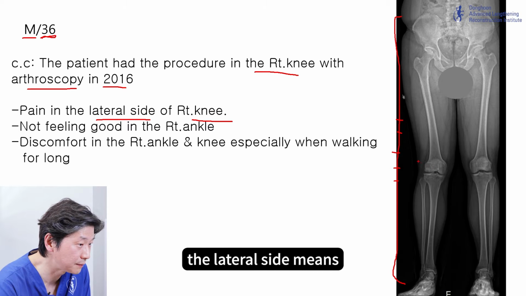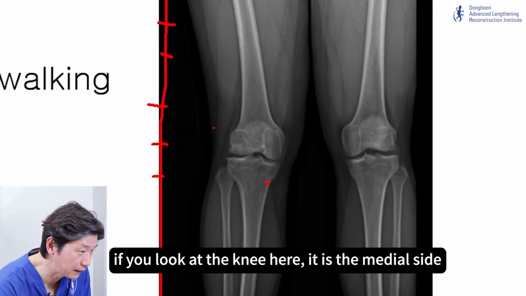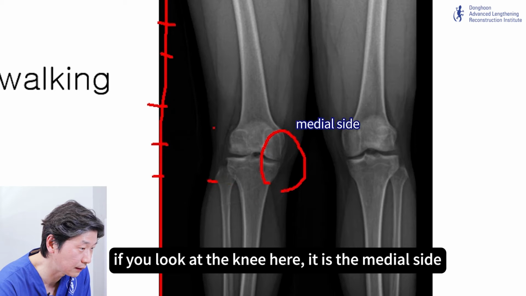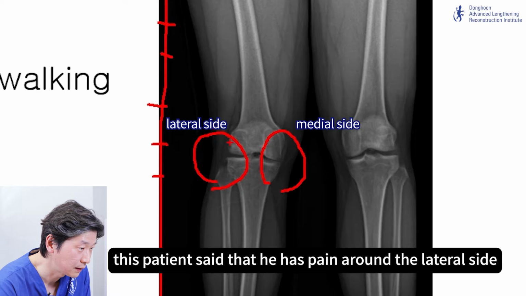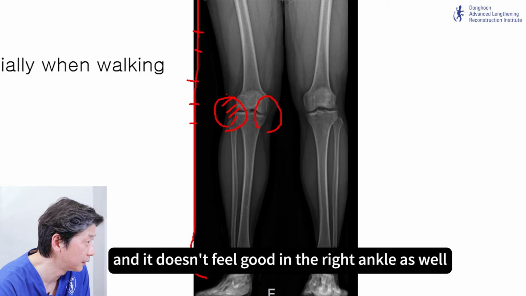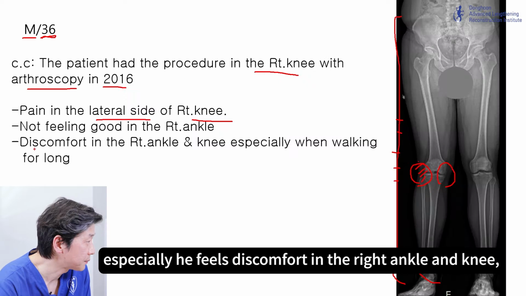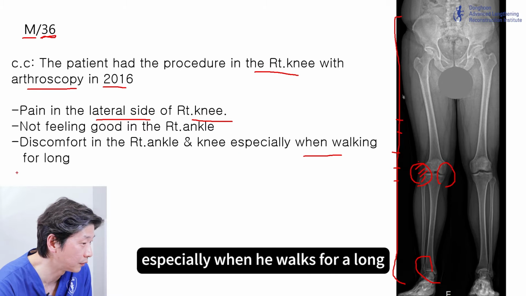Now the current problem is that he has pain in the lateral side of the right knee. The lateral side means, if you look at the knee, here is the medial side and here is the lateral side. This patient has pain around the lateral side. He doesn't feel good in the right ankle as well. Especially he feels discomfort in the right ankle and knee when he walks for long.